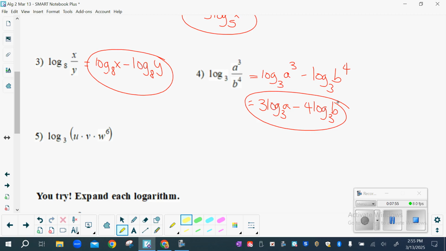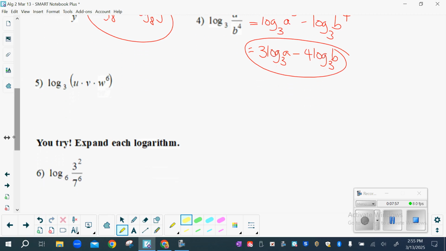So number 5, we're multiplying several things in there, and then we got one variable with an exponent. Somebody want to take a guess as to what we would do on this one? Let's deal with the multiplication first. What do you think we would do if we're dealing with the multiplication? Multiplication becomes what? Addition.